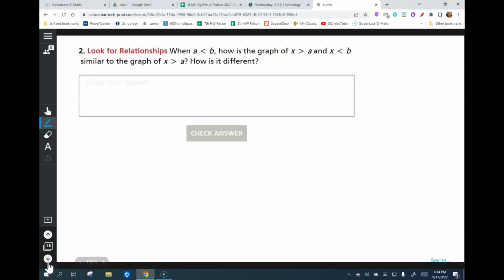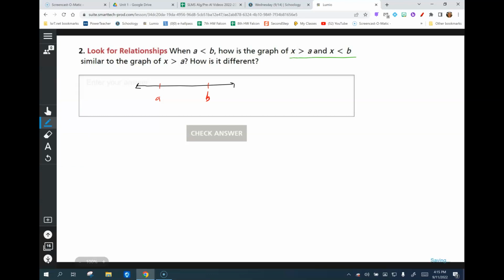Look for relationships. If A is less than B, how is the graph of x is greater than A and x is less than B similar to the graph x is greater than A? How is it different? So first off, let's look at a number line so that we can at least get our bearings as to what we're talking about here. So it says A is less than B. So that means A is on this side and B is on this side. So I always start off, if I'm like, oh my gosh, that's a lot of words, draw a picture. Always draw a picture.